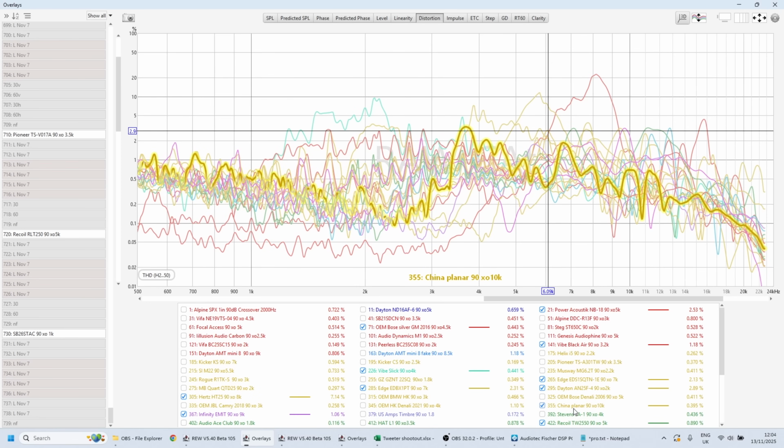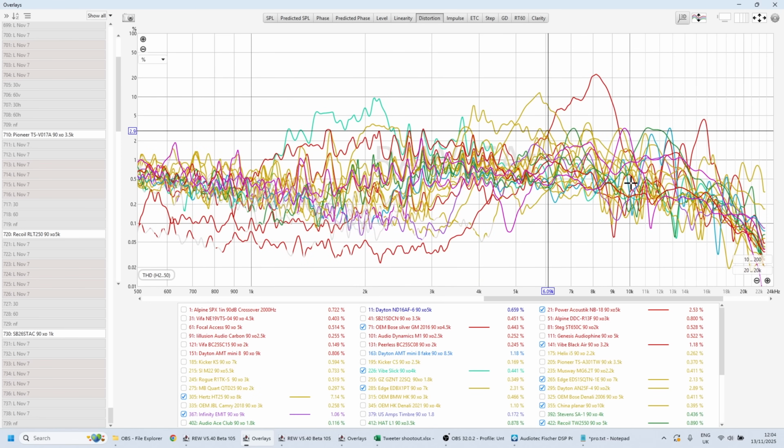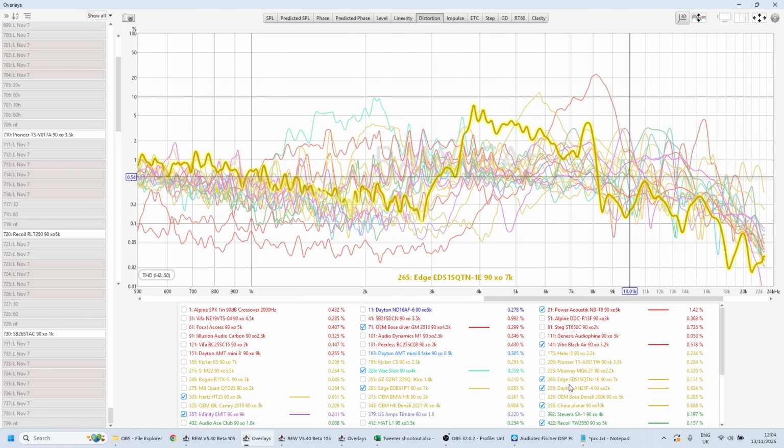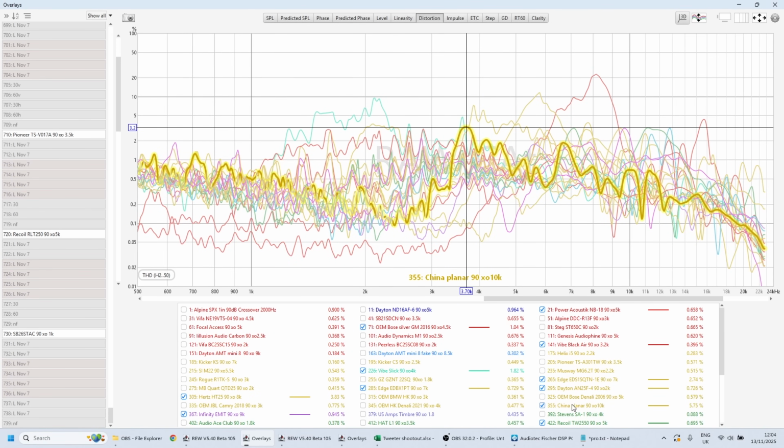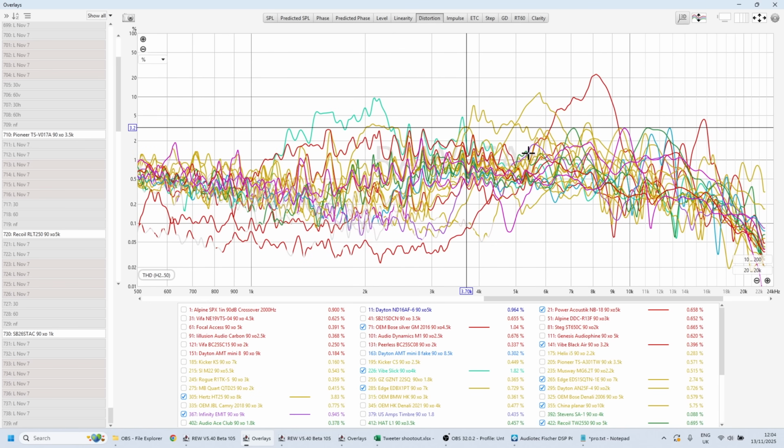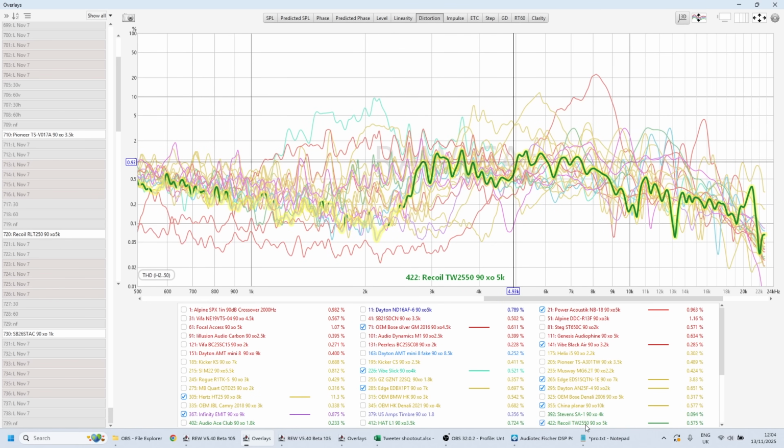China Planar driver crossed at 10K. Here it's crossed at 10K, and the distortion is 3.5%. This is not good. Another recoil, a horn tweeter, crossed at 5K here, and it goes a little bit above 1%. And shall we make an exception? Maybe? Yeah, let's make an exception. This is not that bad, so let's remove it.